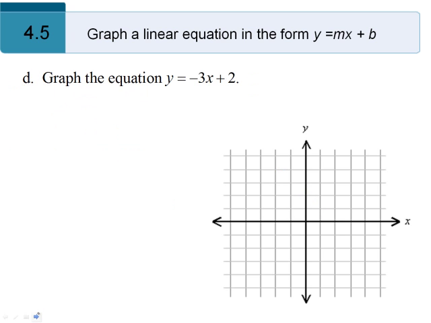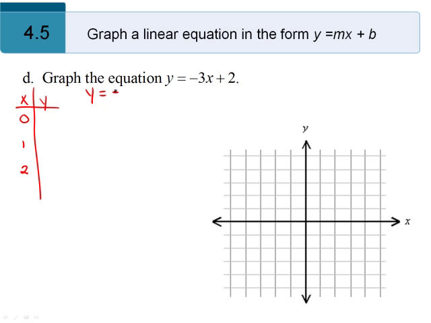So here we have graph the equation y equals -3x plus 2. This might be okay. I think it might be good. All right, so we're going to start with our T-chart, x and y. And since there's no fraction or anything crazy, I'm just going to use 0, 1, and 2 as my x values. Okay, so we start with 0.